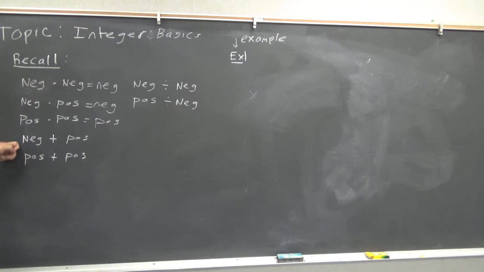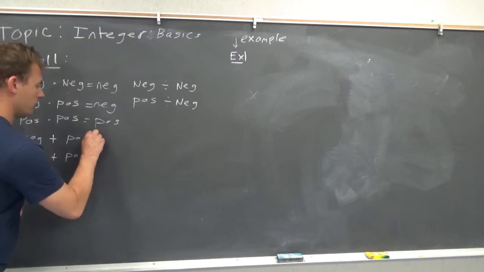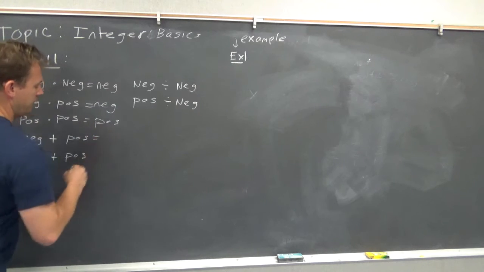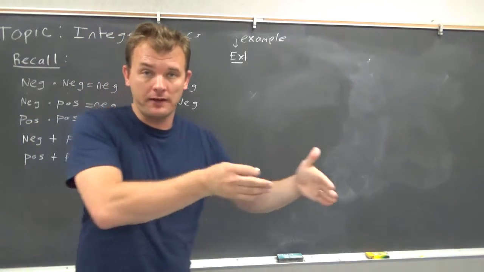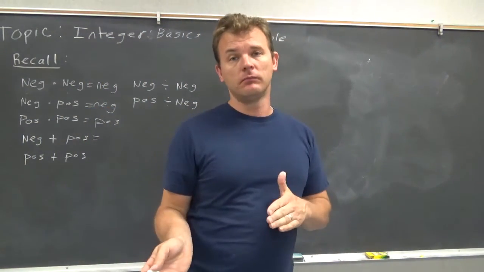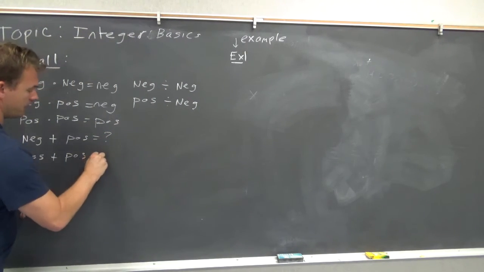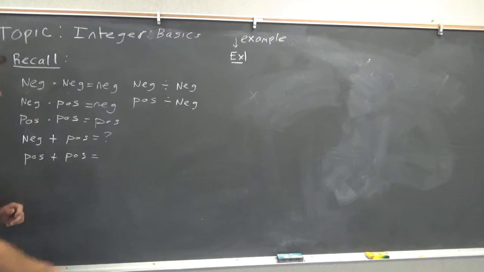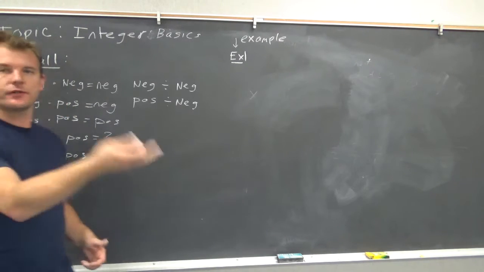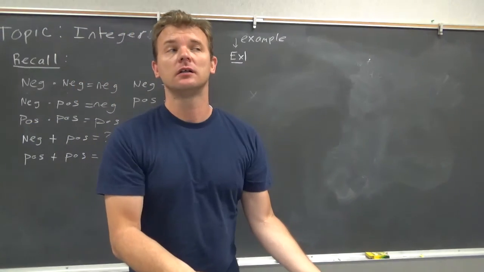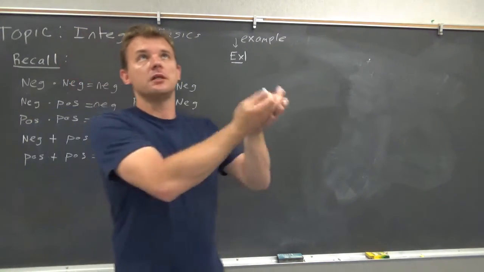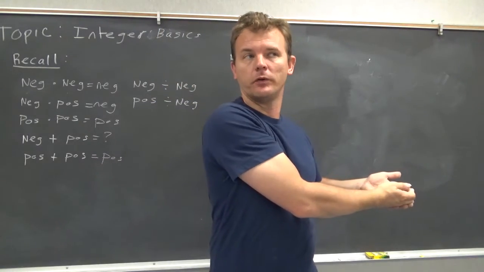Okay, cool. Now a negative plus a positive. Well, it depends on the numbers you're given. It can be either or, so put a question mark here for now. A positive plus a positive is always going to be a positive. Here's $3, I give you another $3. Well, you had $3 plus another $3, you have $6.